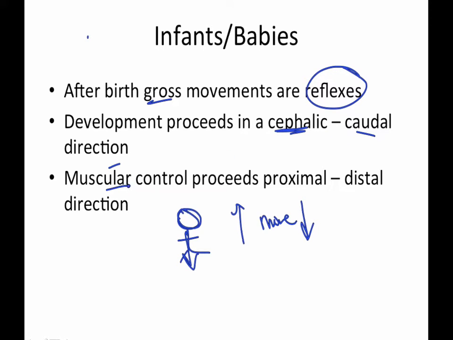And then also muscular control is going to go from a proximal to distal direction. So that means that a kid is going to be able to lift their arm before they're able to pick up Cheerios off of their table or something, okay? So that's what that means there, that it's going to go from superior to inferior, and then also they're going to be able to do large whole-scale movements before they can do those little detailed movements.